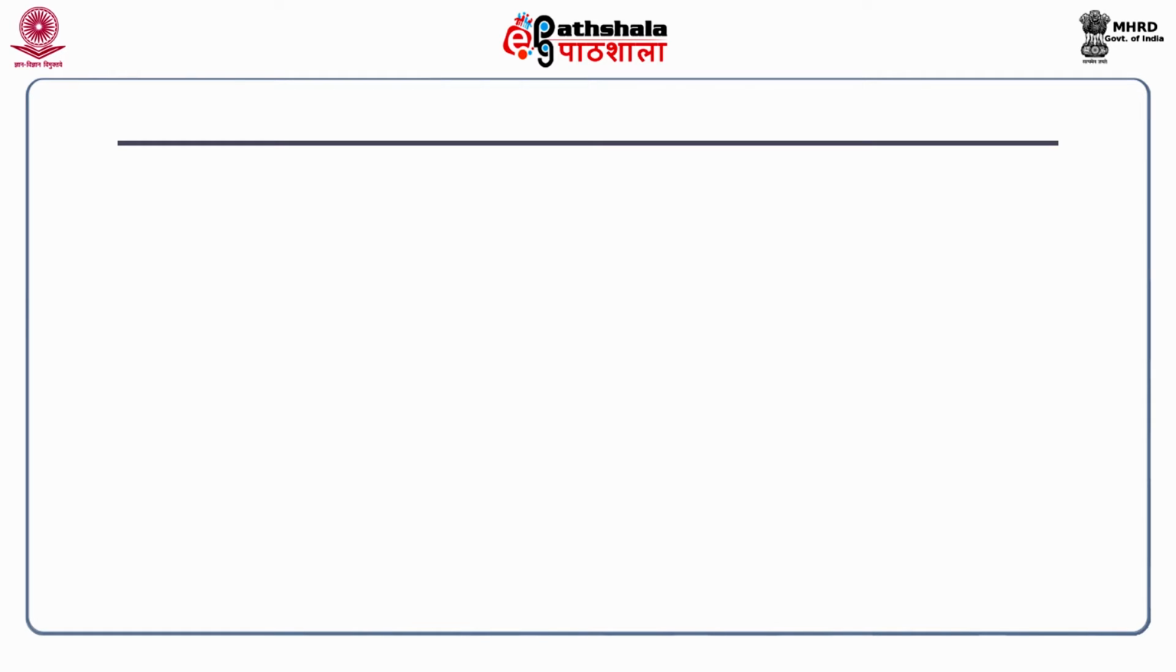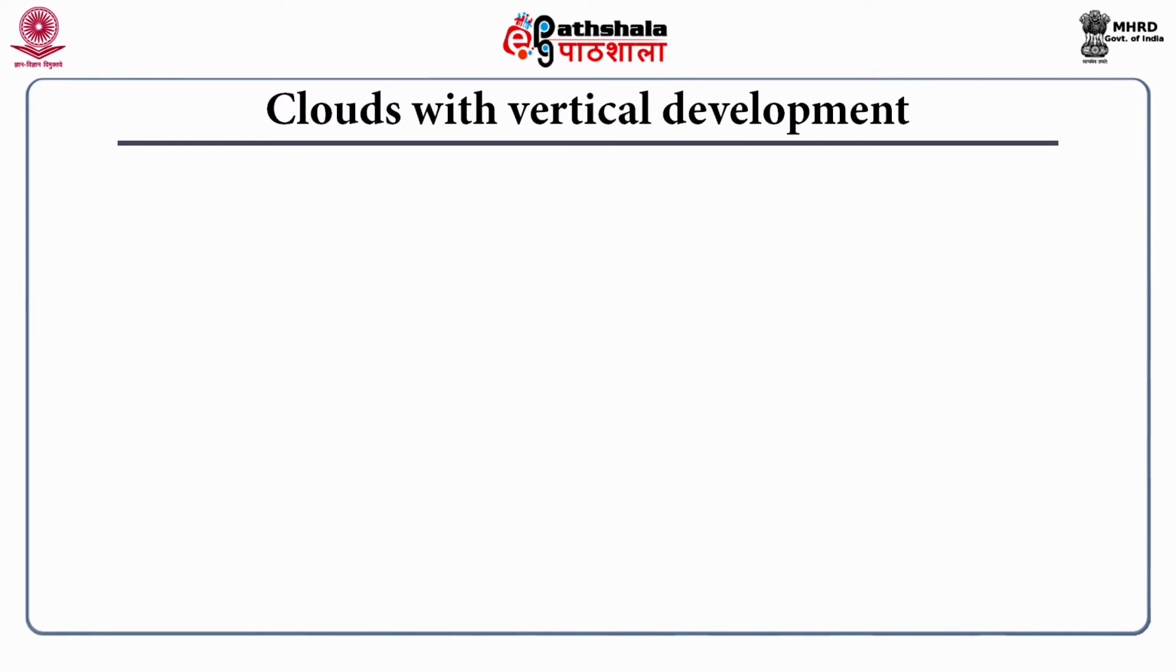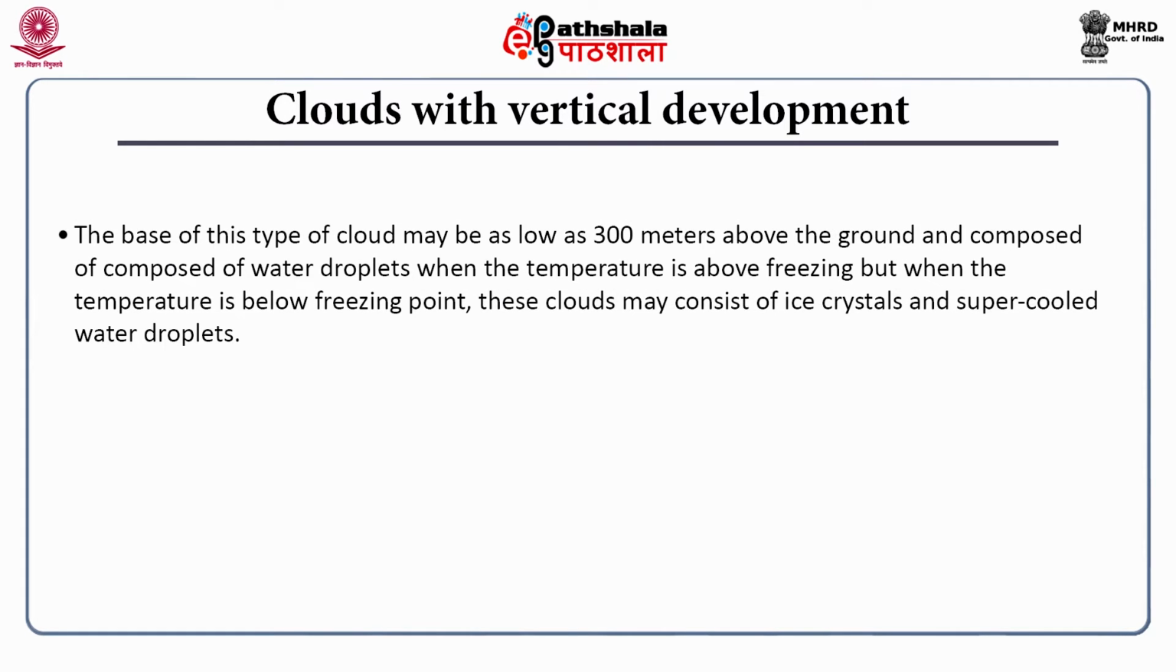And the fourth type is clouds with vertical movement. The base of this type of cloud may be as low as 300 meters above the ground and composed of water droplets when the temperature is above freezing.